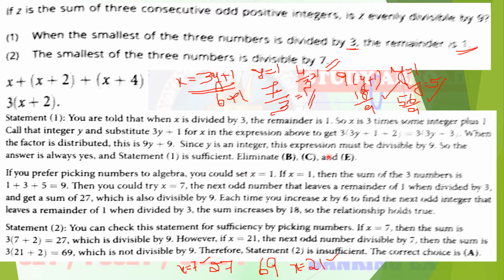So from the first statement, you can determine the value of the answer, and that is nothing but yes only. So option A is the correct answer. Option A is the correct answer.